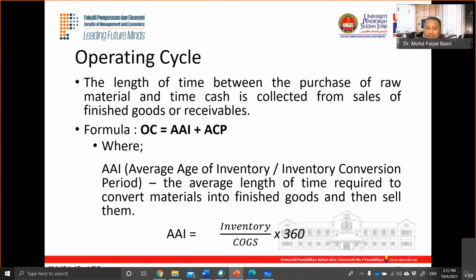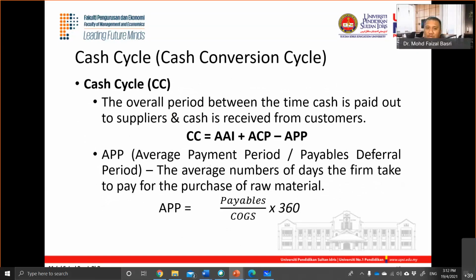Okay, so the method, like I said, I skip this first, I go straight to this one. The method is known as the cash cycle or the cash conversion cycle. Under the cash cycle, it is defined as the overall period between the time cash is paid out to suppliers until the payment is received from customers. So that's the whole stretch of the cash cycle, from the day you pay your suppliers until the day you receive back your payment. That's the number of days taken.